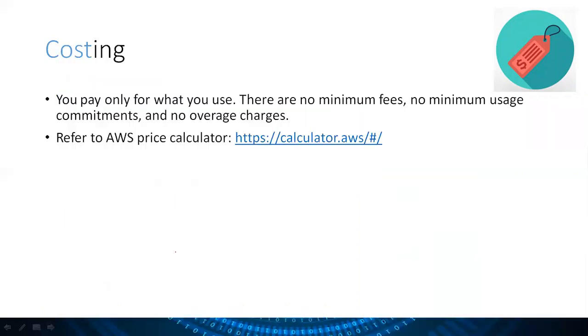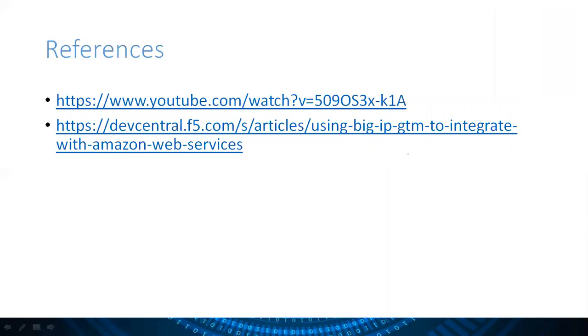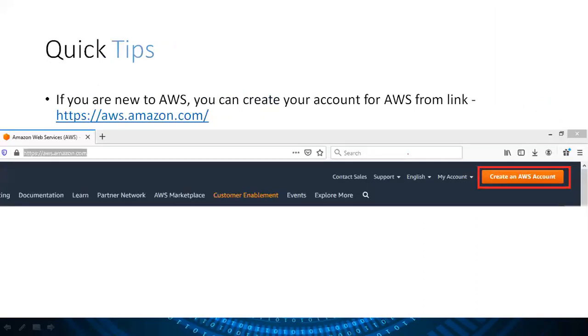Let's move further. That's a very good link; you can always refer to it, go back and check your calculation and what serves you best. Finally, DNSSEC is also supported with AWS, and these are a couple of existing video links you can easily refer to. And finally, quick tips: you can create your own AWS account using this link.